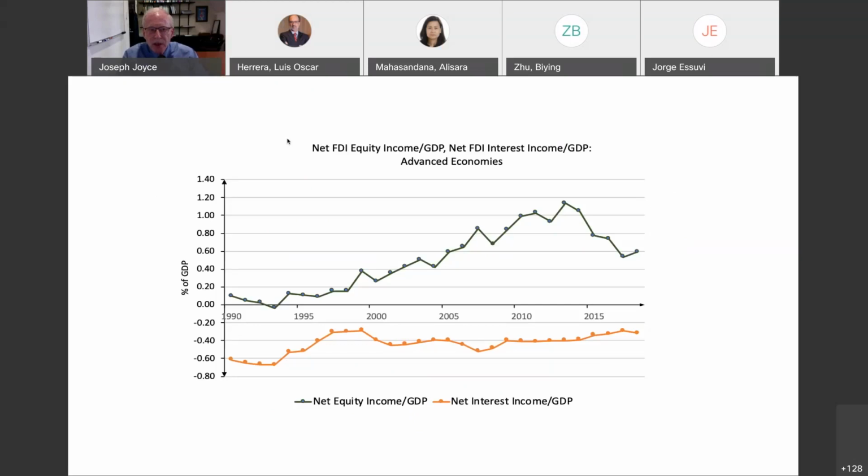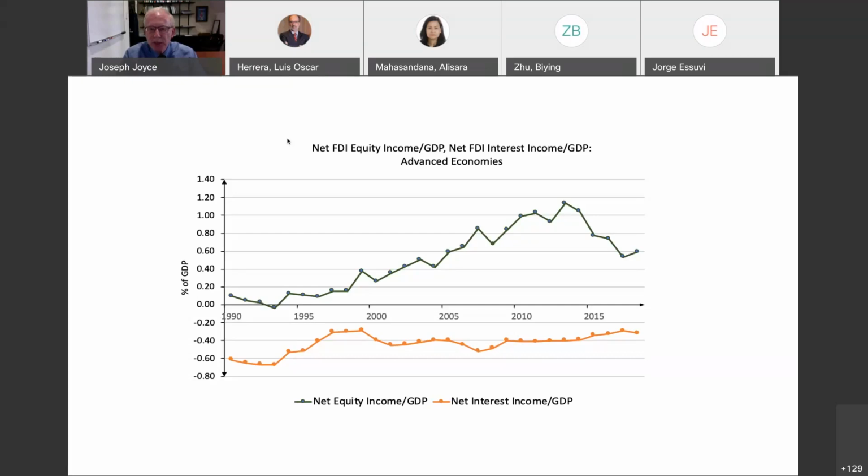Now, this is FDI income as a percent of domestic GDP. And looking at it, I think you can see right away, the trend's pretty straightforward, that these countries receive more and more equity income. Again, equity income is based on the business activities of the firms, up to around 2011. Then it's fallen a bit since then, the last couple of years. That's positive. Notice, though, on the interest income, these countries have deficits on the interest income, i.e. they're paying out to other units of their multinationals some amount of interest income.